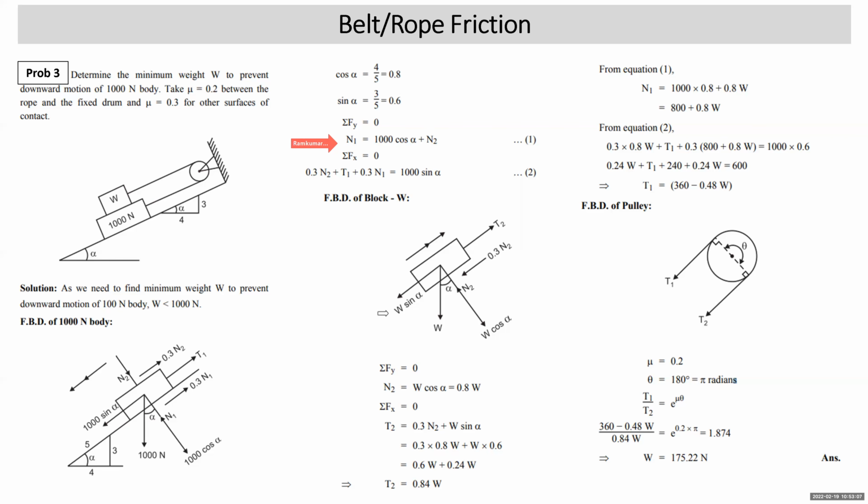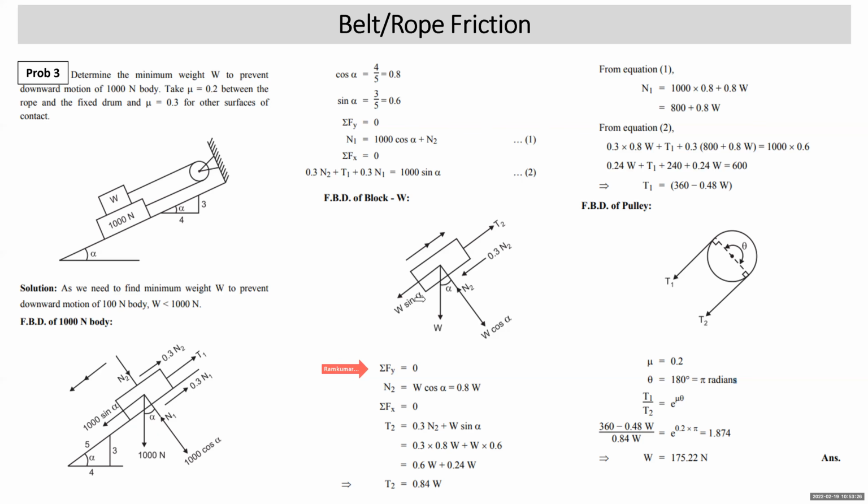Now we take the FBD of block W. Weight vertically down, normal reaction N2 towards it, impending motion up, friction down, and tension in the string connecting block W is T2. The weight is resolved into normal to plane W cos alpha and W sin alpha. Right, sigma Fy equal to 0 gives N2 is W cos alpha, 0.8 W.